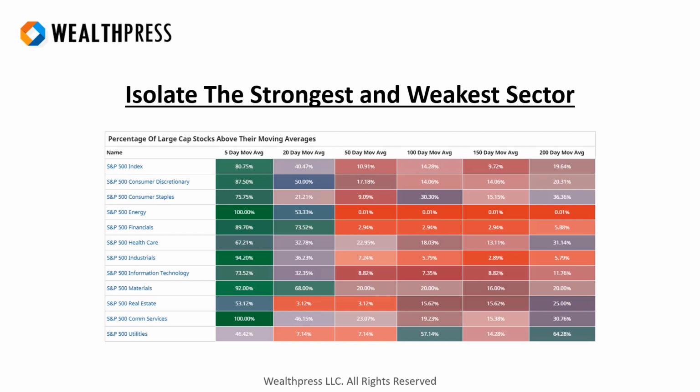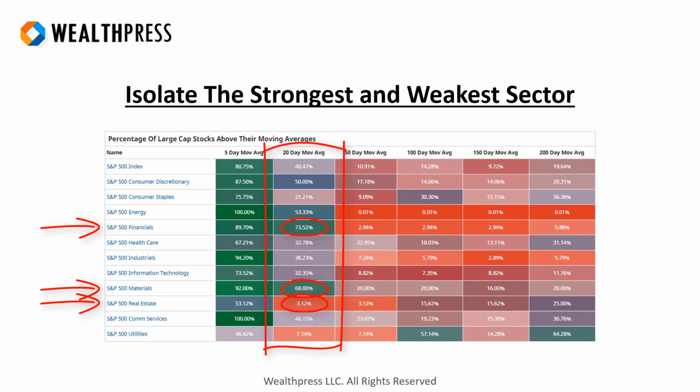So for example, if we look at materials and the 20-day moving average, we see that 68% of material stocks are trading above the 20-day moving average. Same thing with financials. Over 73% of financial stocks are trading above the 20-day moving average. That means those sectors are gaining strength. If you look at the real estate sector, you'll see that only 3.12% of the stocks are trading above the 20-day moving average. So that's a sector that you would sell.